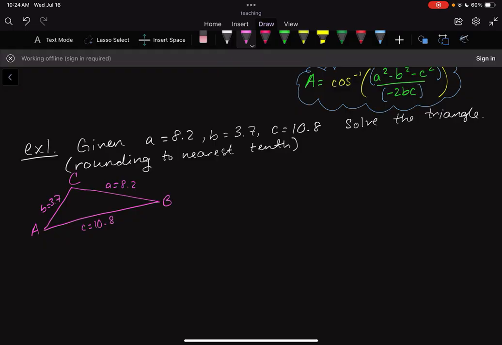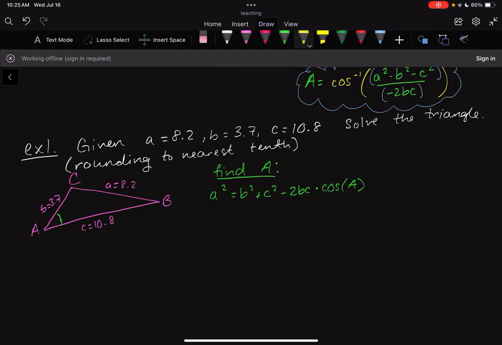Usually if we were in a class, I would ask y'all which one you want to do. I'm going to say let's just go get A first. Why not? So I'm going to go find A. Because I have a side-side-side relationship, I know I need law of cosines. So I'm going to write out my law of cosines. A squared equals B squared plus C squared minus 2BC times cosine A. Now I need to solve this for angle A.